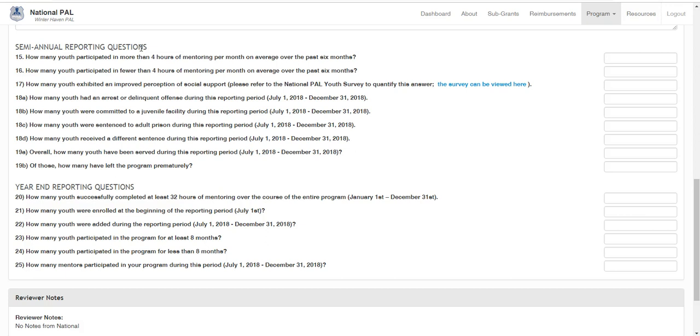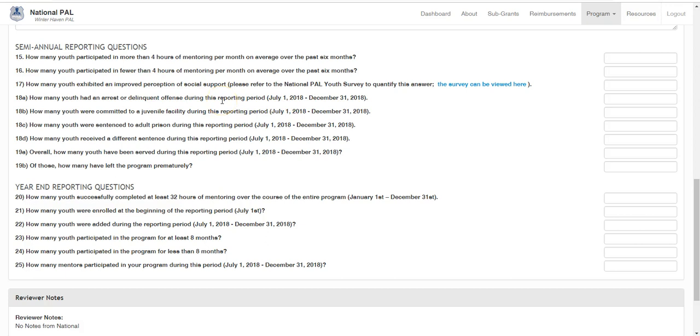Number 16 is kind of the other end of that same question. How many youth participated in fewer than 4 hours of mentoring per month on average over the past 6 months? And again, if you've completed programming in November, it would be the past 5 months, so starting at July 1st of 2018. This would be youth that missed sessions fairly consistently and came in with an average of far less than 4 hours of mentoring per month during that time frame.